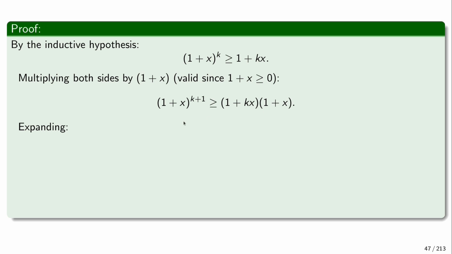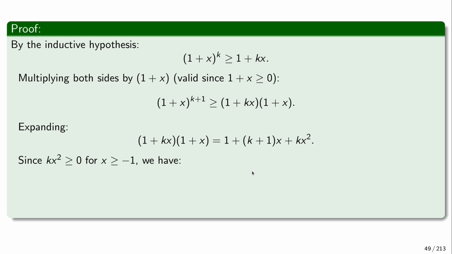If we now open the brackets and expand, what we have after expanding is this. So it's 1 plus (k plus 1) times x, and this term is non-negative because we assumed n to be a natural number. So k is an integer, okay? And so this is non-negative since x is at least -1.